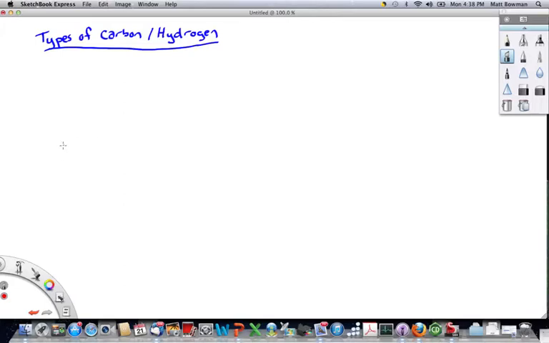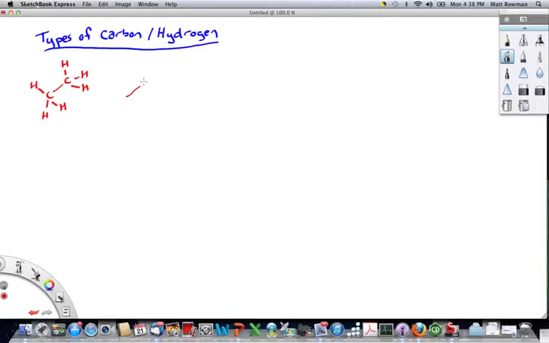An important concept to know is the number of types of carbon or types of hydrogen. Take a look at ethane. Ethane has 2 carbons. We draw it like this, 2 carbons. 1 carbon there, 1 carbon there.